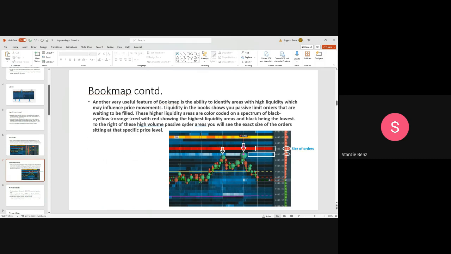The red areas have high volume passive orders. So yeah, these are passive orders. You will see the exact size of the order sitting at that specific price level. Understand? Any questions?